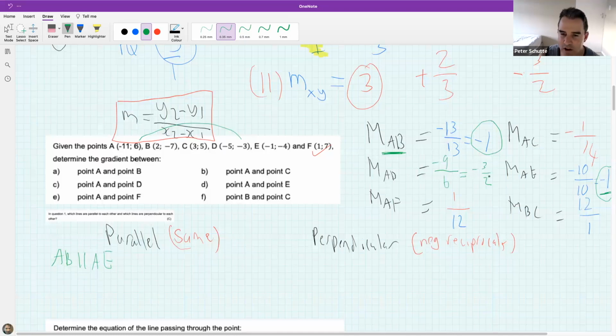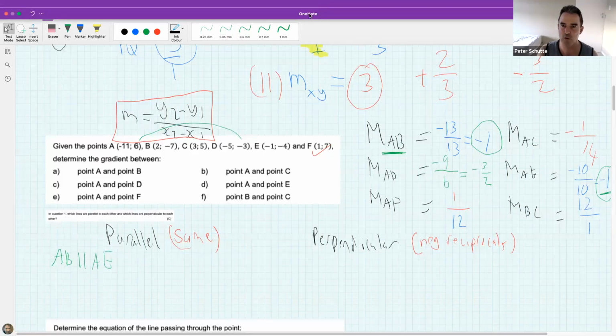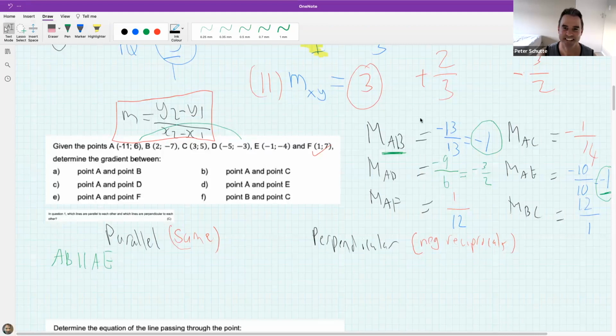Are there any ones that are perpendicular? Who would like to tell me? I want to hear a student voice. Who can share with me what they think? Who'd like to put their hand up? You can do it. I see lots of, there we go.